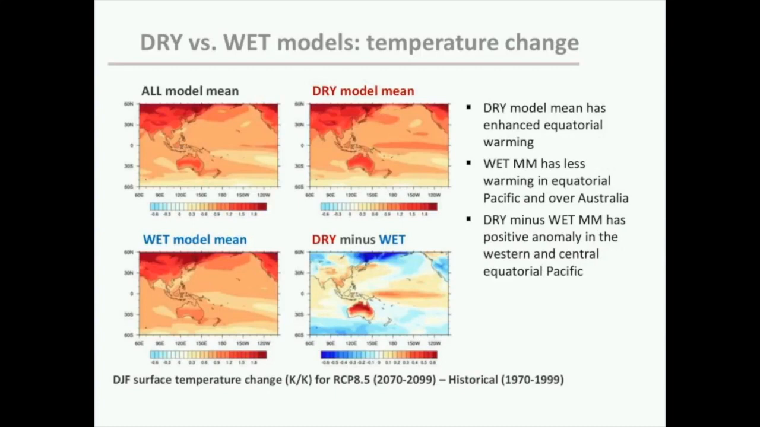If we look at the temperature change for each group of models, the dry models have a more enhanced warming over the equatorial Pacific, whereas the wet models don't have that so much. And the difference between those two clearly shows the much greater warming in the dry models in the western equatorial Pacific.